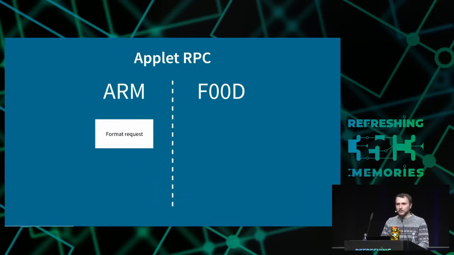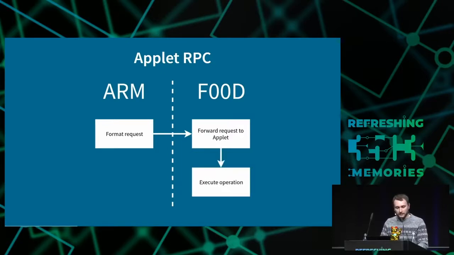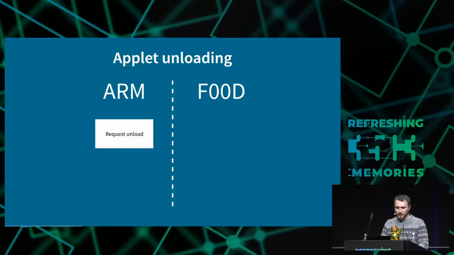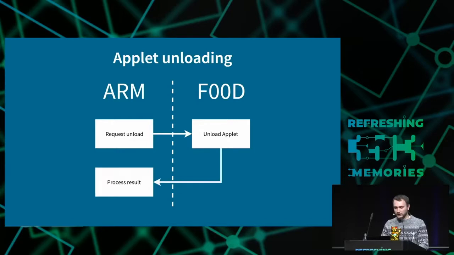For applet RPC, it's mostly the same pattern here. It formats a request, sends that over to the FUD secure kernel. The secure kernel will then forward that to the applet. Then the applet will run whatever commands needed. Then the result will be sent back to ARM. Unloading, pretty much the same thing as you'd expect. What happens is the request is unloaded. You request an unload, FUD will oblige, and you'll get the result back, whether that was successful.